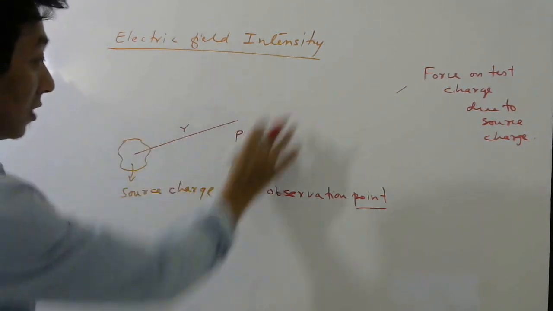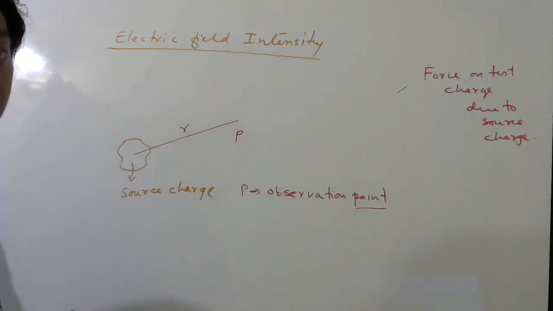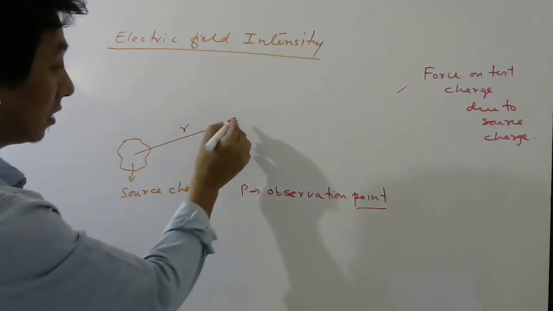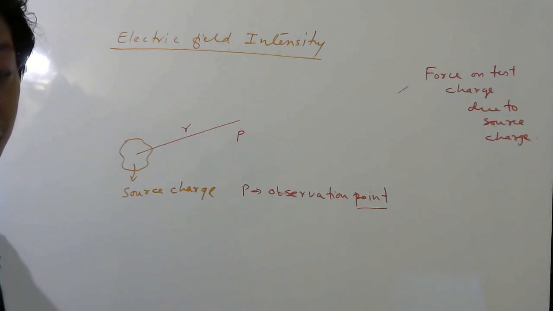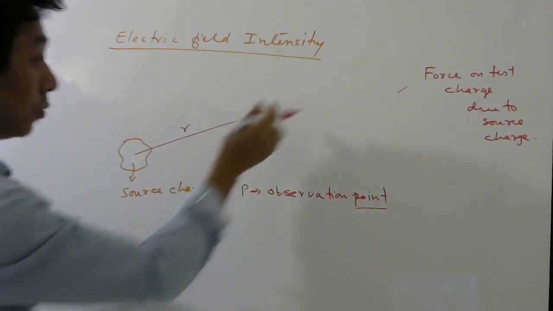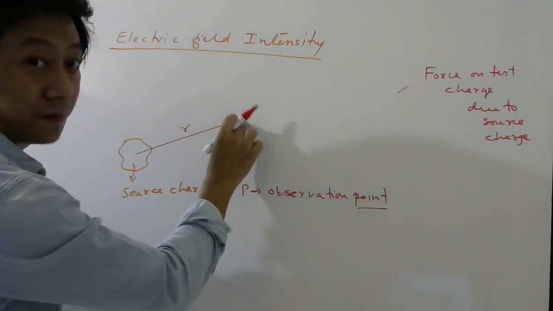See, there is no other charges here. I'm not putting any charge here. But how will I find the effect of this source charge in the surrounding space? Okay, effect you cannot find on nothing, right? So what we do, we keep here a test charge.